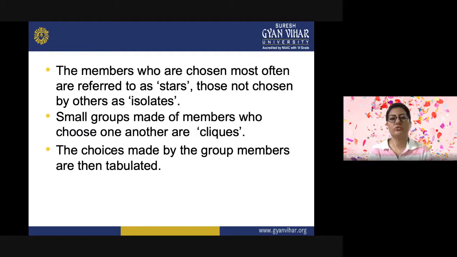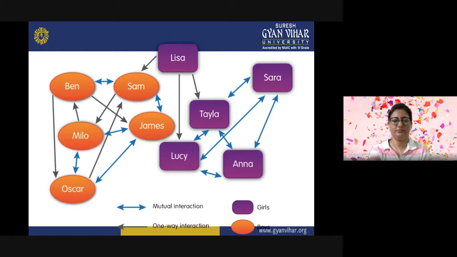The members who are chosen most often are referred to as stars. Those who are not chosen by others can be termed isolates. Small groups made of members who choose one another are cliques, and the choices made by the group members are then tabulated.